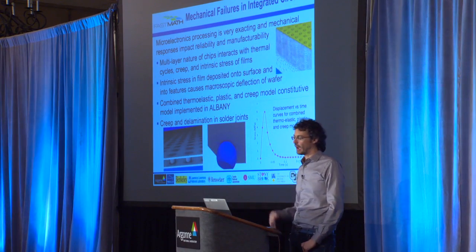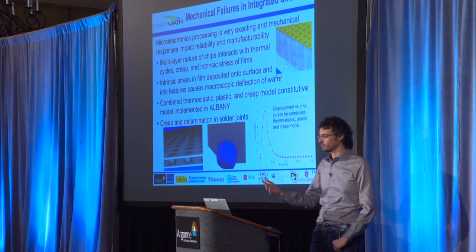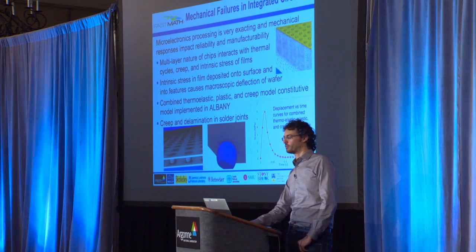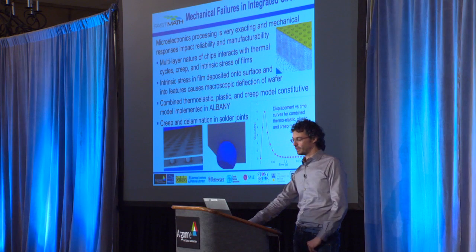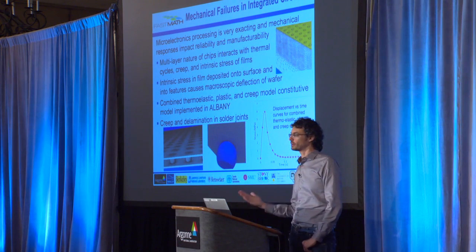This again combines Albany with PUMI, and is solving a thermo-elastic-plastic and creep model. I think this is another example where adaptivity is very important because of this complex structure. In this problem you also have large deformation, so you really need to have mesh adaptivity.